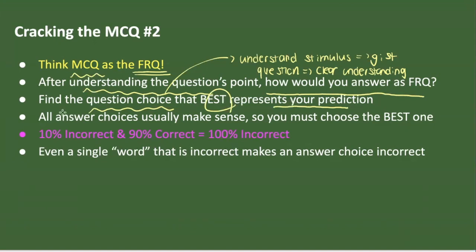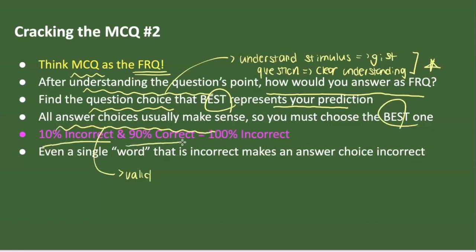The difficult thing with the biology exam is that all answer choices technically and scientifically are valid. They all make sense in some way. So you must choose the best description. This can only be done by understanding the gist and the clear point of the question, by thoroughly analyzing the stimulus materials and the question that follows. And I'll say this is really important: 10% incorrect and 90% correct is a 100% incorrect answer choice.